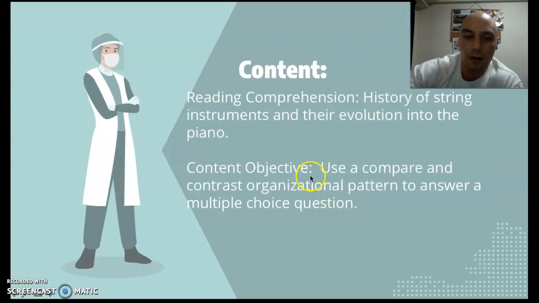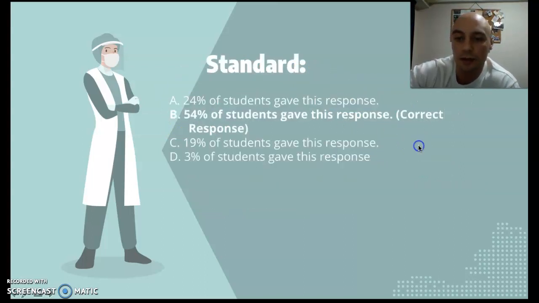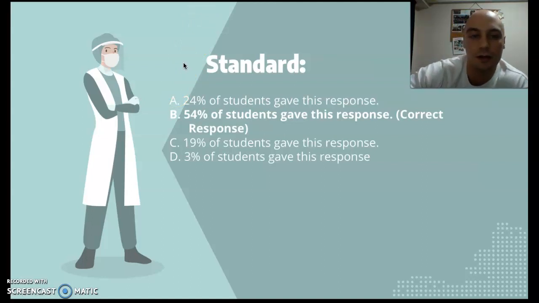So the objective is to use a compare and contrast organizational pattern to answer a multiple choice question, and of course it's testing your reading comprehension to a certain degree, although that's maybe not the main objective. This is a norm referenced test, so of course it's a standardized test, and 54% of sixth graders got the correct response.